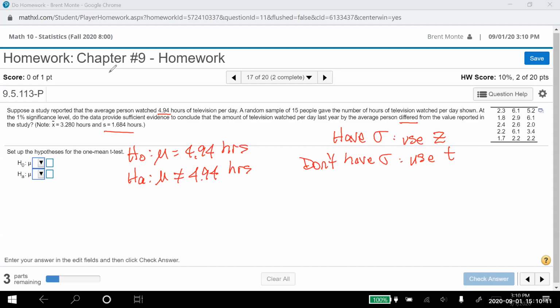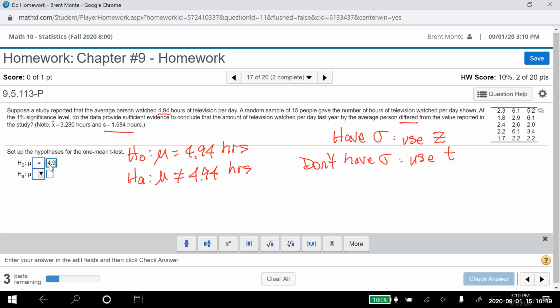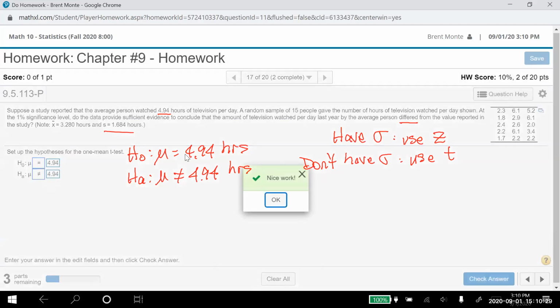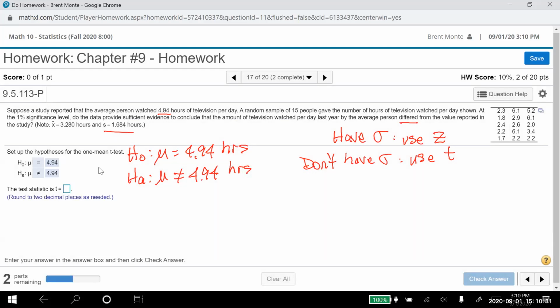We'll go ahead and answer these questions. So again, the null is always an equals, 4.94 in this case. And the alternative this time is a not equal, and it's the same 4.94. Remember, those are always going to be the same values. All right, now find the value of t. Once we get down here, we knew it had to be a t-test. They kind of gave it away. So it is a t-test. So let's run the test. I'm going to do it on the data, so we'll go here, open in StatCrunch.